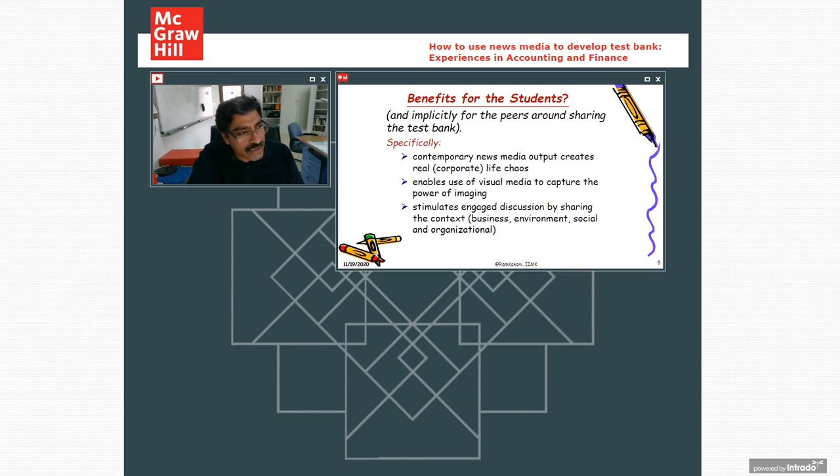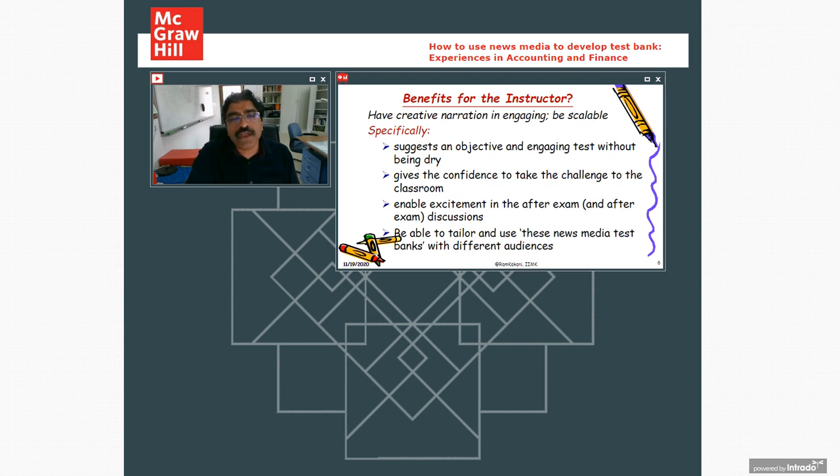That is, when you are looking at a recent real life instance, your ability to connect with what's happening in business, environment, and things around you, whether political or geographical or social, gets captured implicitly by the student who is trying to respond to that. So those are the implicit benefits that are there for the students.